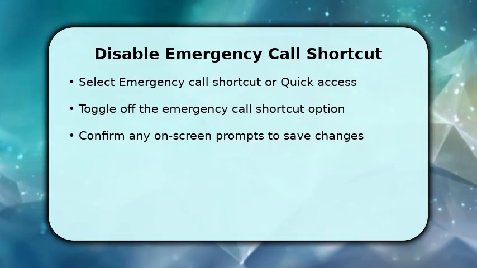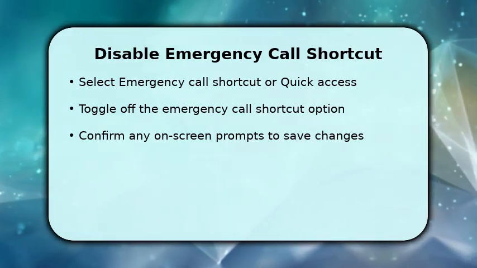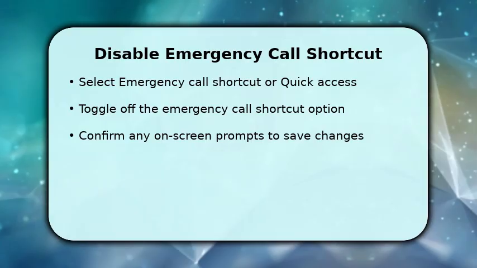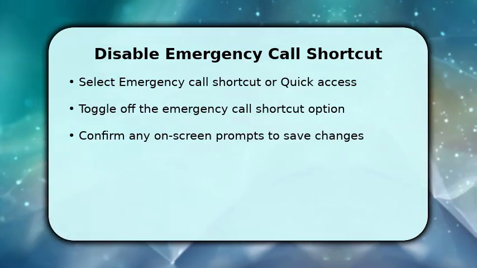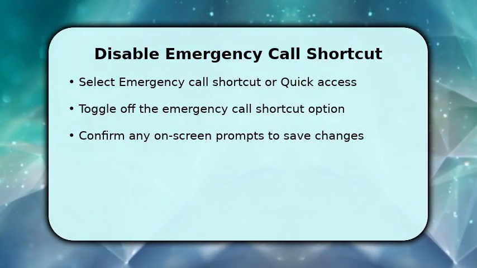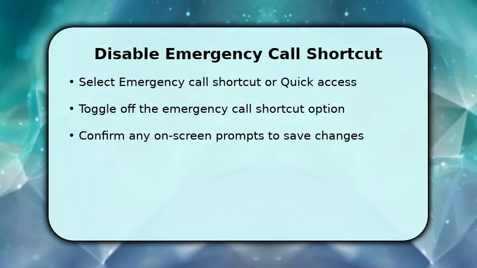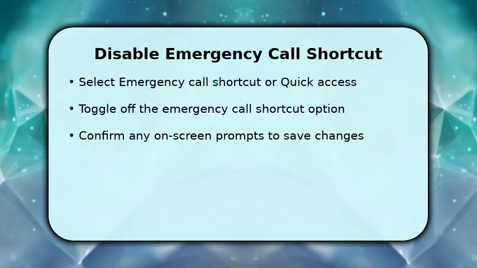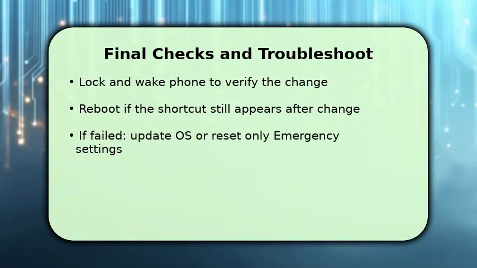Make sure to exit settings and lock the phone, then test by waking the screen to ensure the emergency button no longer appears. If it still shows, repeat and double-check the correct menu. Finish by locking and waking the device to verify the emergency button is gone. This confirms the setting took effect.